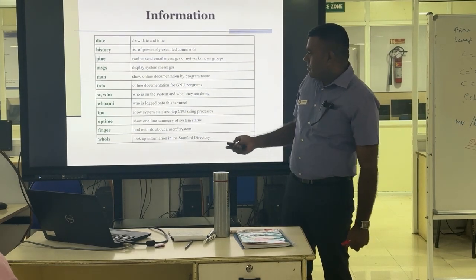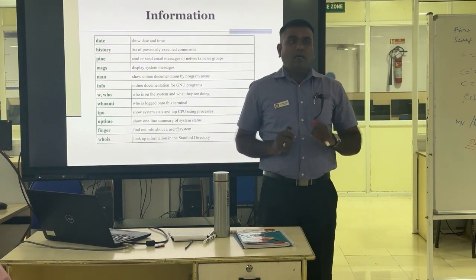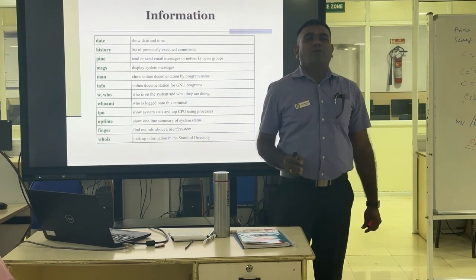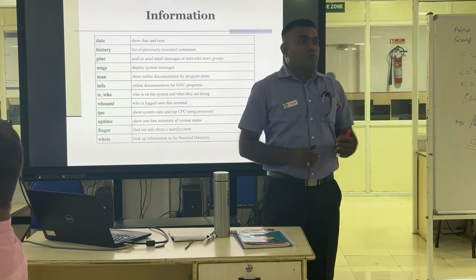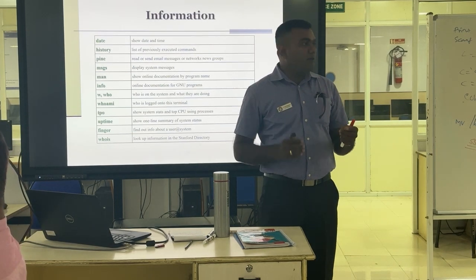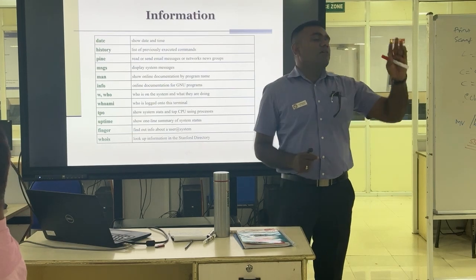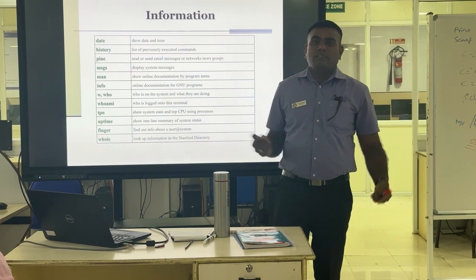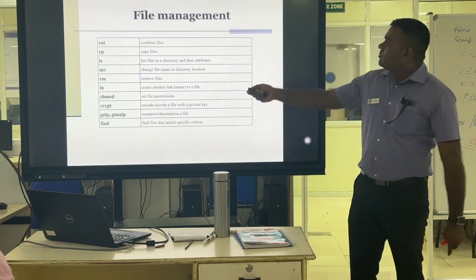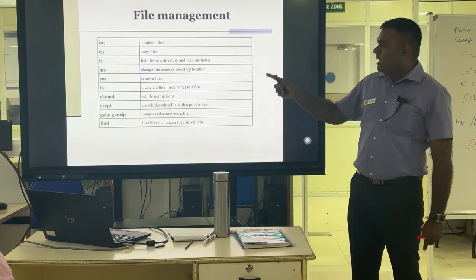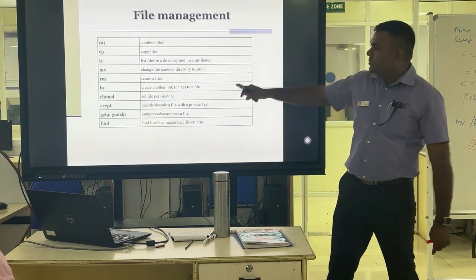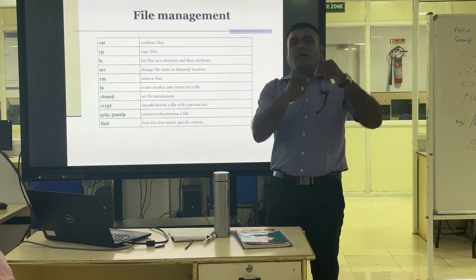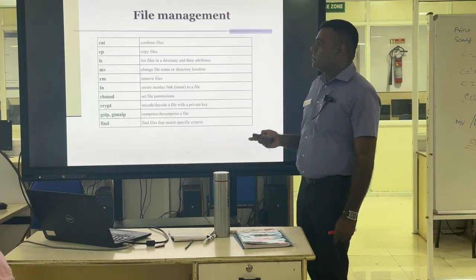Who am I, finger, testing the users' activity. Suppose a restricted user account, a student is trying to copy or open something, and one student is using another student's account, you can easily identify. So file management: cat, cp, ls, mv, rm, change mode, which we discussed; find, crypto and all are advanced, for encrypting the file and other purposes.